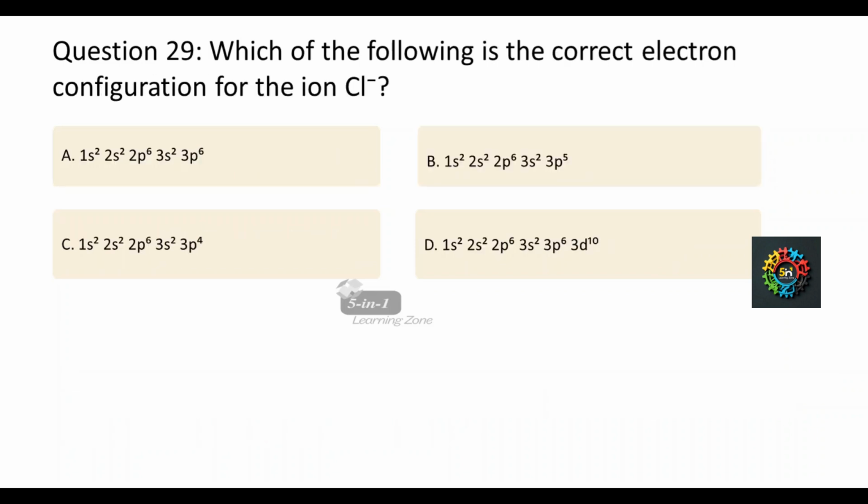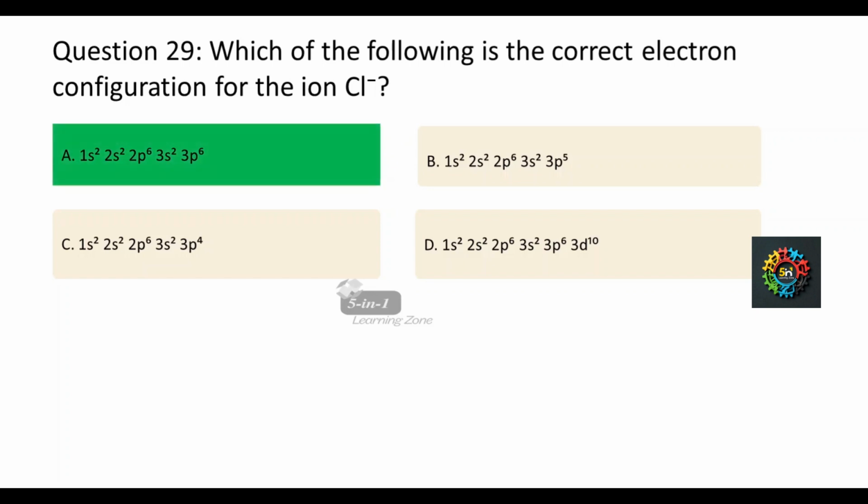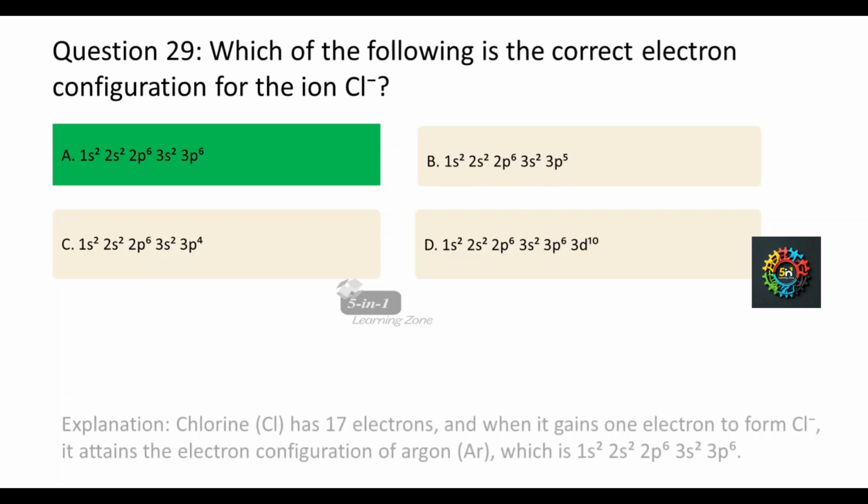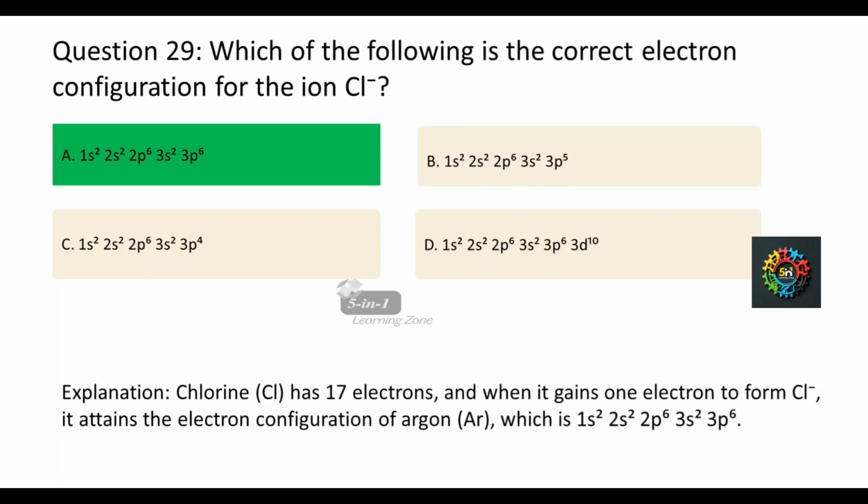29. Which of the following is the correct electron configuration for the ion Cl-? Answer: A. 1s squared 2s squared 2p to the power of 6 3s squared 3p to the power of 6. Explanation: chlorine, Cl, has 17 electrons, and when it gains one electron to form Cl-, it attains the electron configuration of argon, Ar, which is 1s squared, 2s squared, 2p6, 3s squared, 3p6.